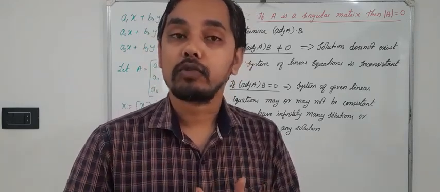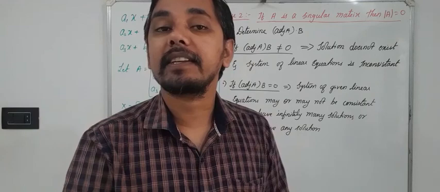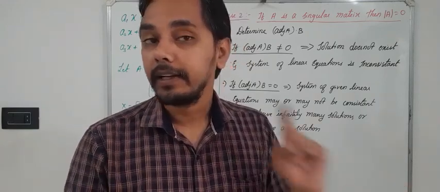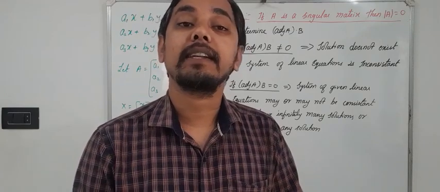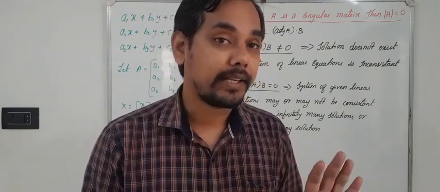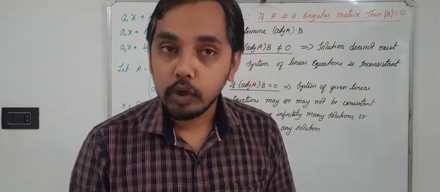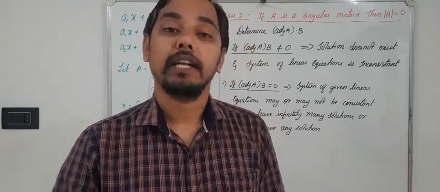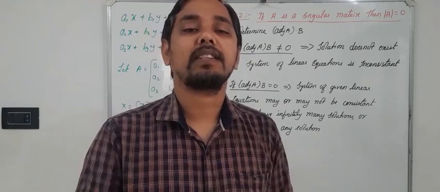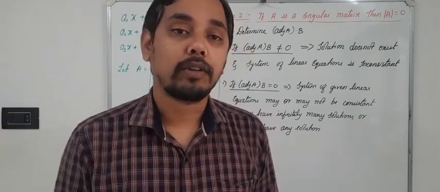If it is not equal to 0, then we can definitely say that the system is inconsistent, right? Keep this in mind. When it is not equal to 0, we can definitely say that the system is inconsistent. If it is equal to 0, we cannot comment on the consistency of the system. It may be consistent, it may not be consistent. We cannot comment on that, right?